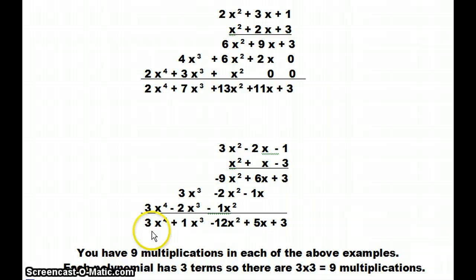We draw our line and add. We get 3x to the fourth. 3 minus 2 is 1x to the third power. Minus 9 minus 2 minus 1 gives us minus 12x to the second. 6 minus 1 gives us 5x, and we bring down the 3. So as we look at this example, then we've done our multiplications, we've drawn our line, and then we've added.